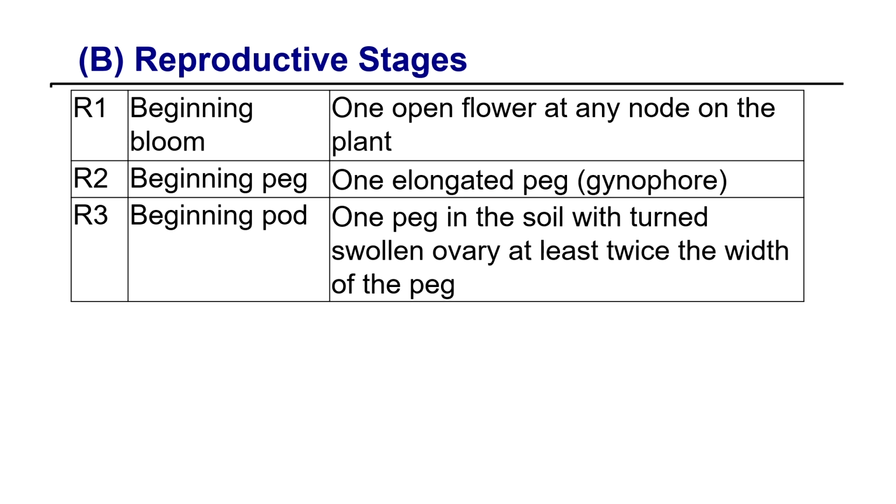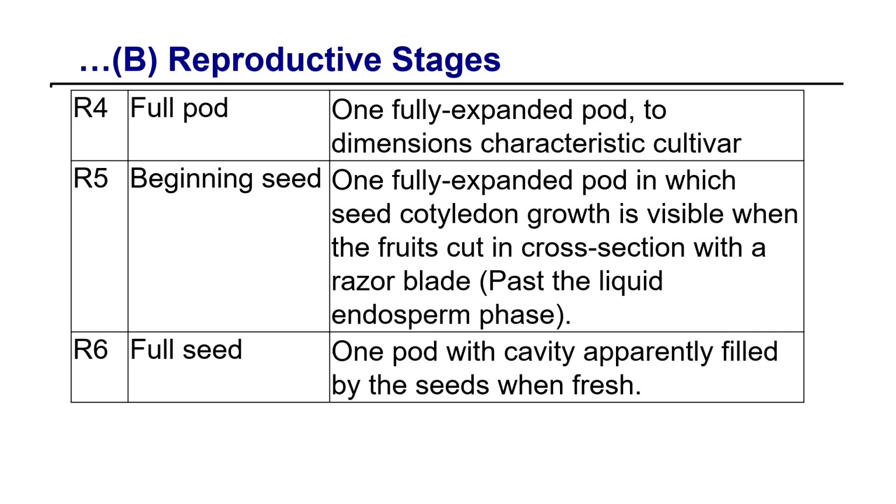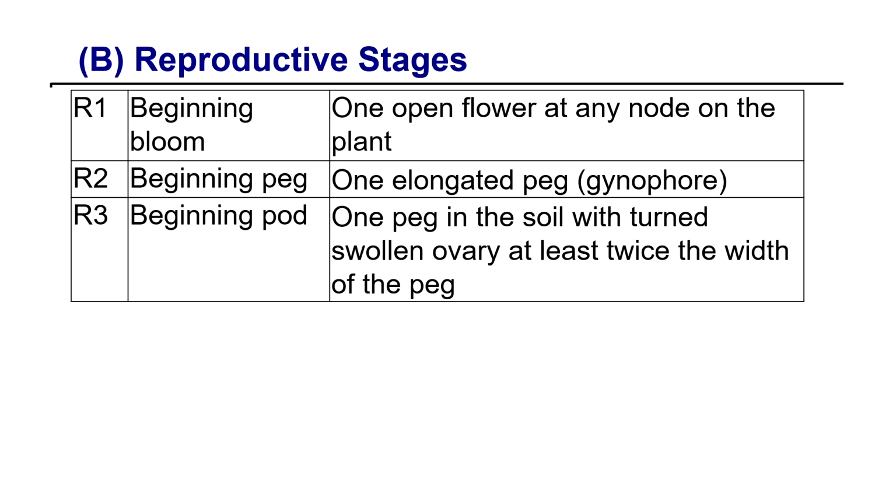Now coming to the reproductive stages, they are numbered from R1 to R9. So this reproductive stage is divided into 9 sub-stages. R1 is beginning bloom, 1 open flower at any node on the plant. R2 is beginning of the peg, 1 elongated peg. Peg is your gynophore. The base of the gynoecium is the gynophore. Beginning pod is R3, 1 peg in the soil with a turned swollen ovary at least twice the width of the peg. This is called R3, or beginning of the pod.